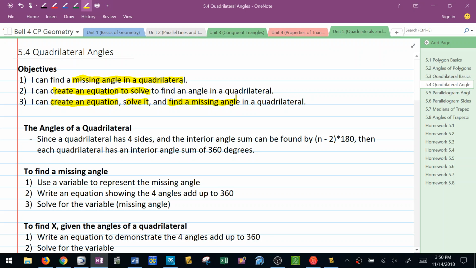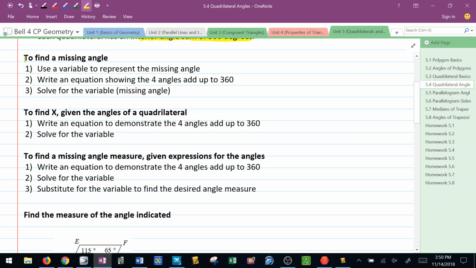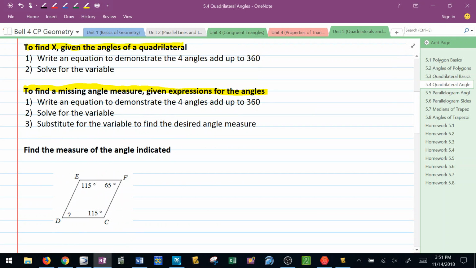The whole premise of this lesson is based on something that you have already figured out to be true about the angles of a quadrilateral. If you're dealing with the angles of a quadrilateral, you know that the interior angle sum has to be 360 degrees. The rest of these three pieces of notes, to find the missing angle, to find x given the angles, and to find a missing angle given the expressions, are all notes in case you get stuck, with step-by-step directions on how to do it. For this video lesson, we're going to jump right into doing it.